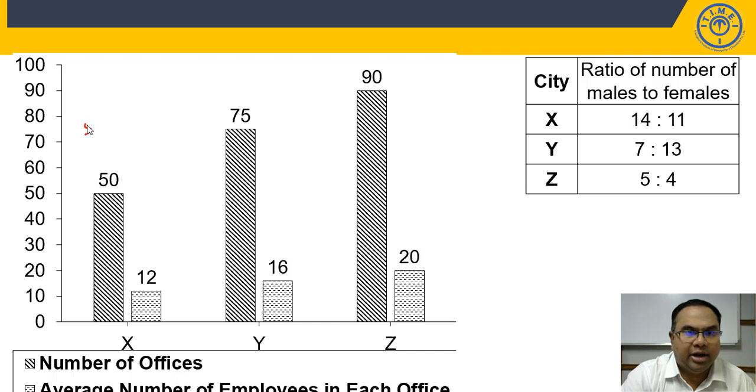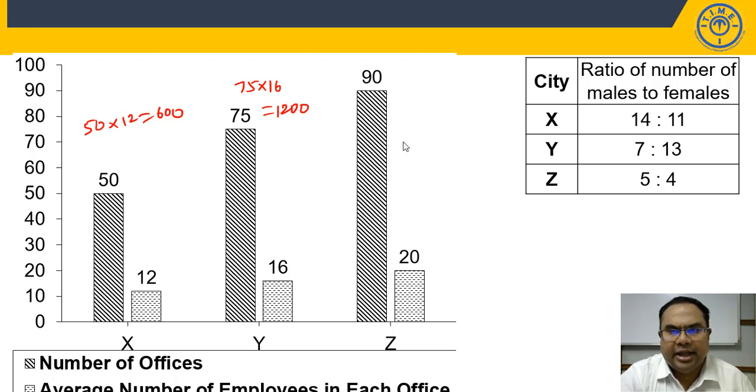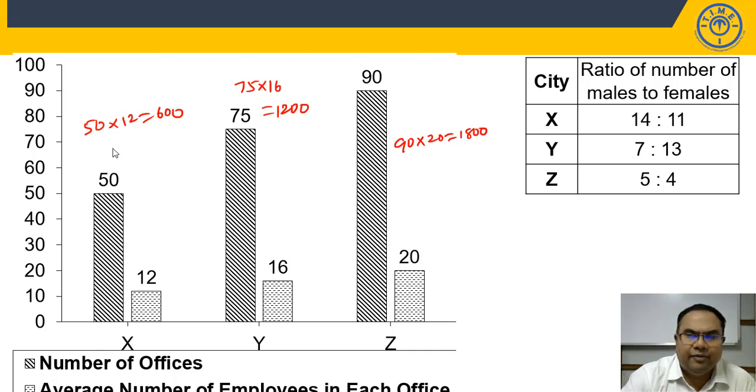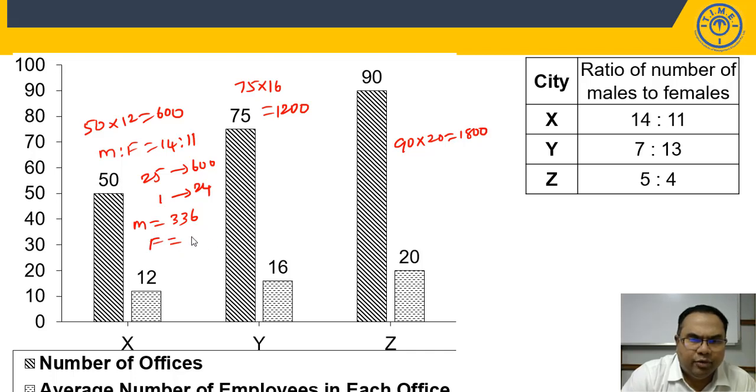total employees here. How will I get total employees? 50 into 12, 600. 75 into 16, this is 1200. 90 into 20, 1800. These are the number of employees. Within that employees we have ratio of male and female. Male and female 14 is to 11. 25 parts, 600. Each part will be 24. So males will be 14 into 24. 14 into 24 is 336. Females will be 11 into 24. 11 into 24 is 264.